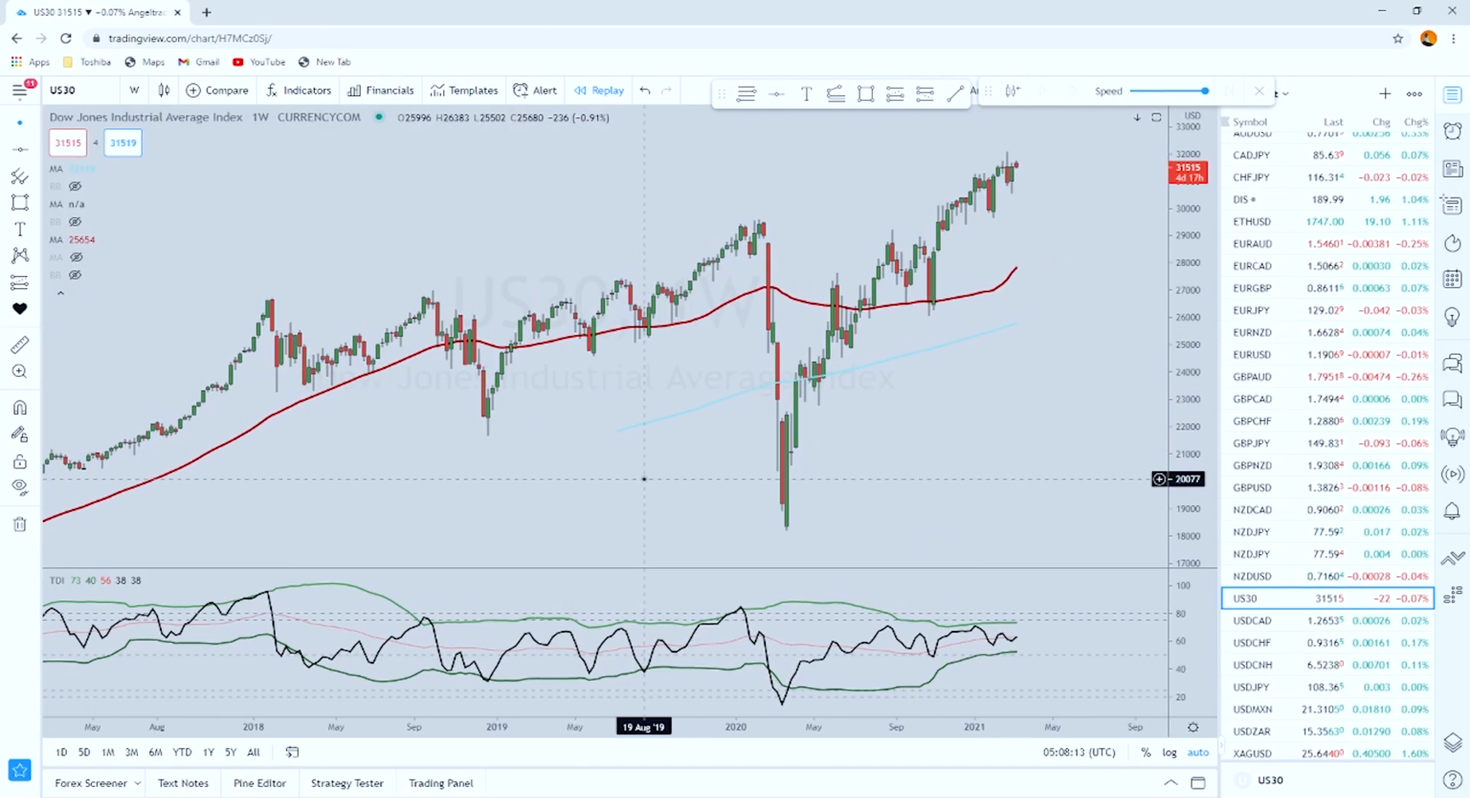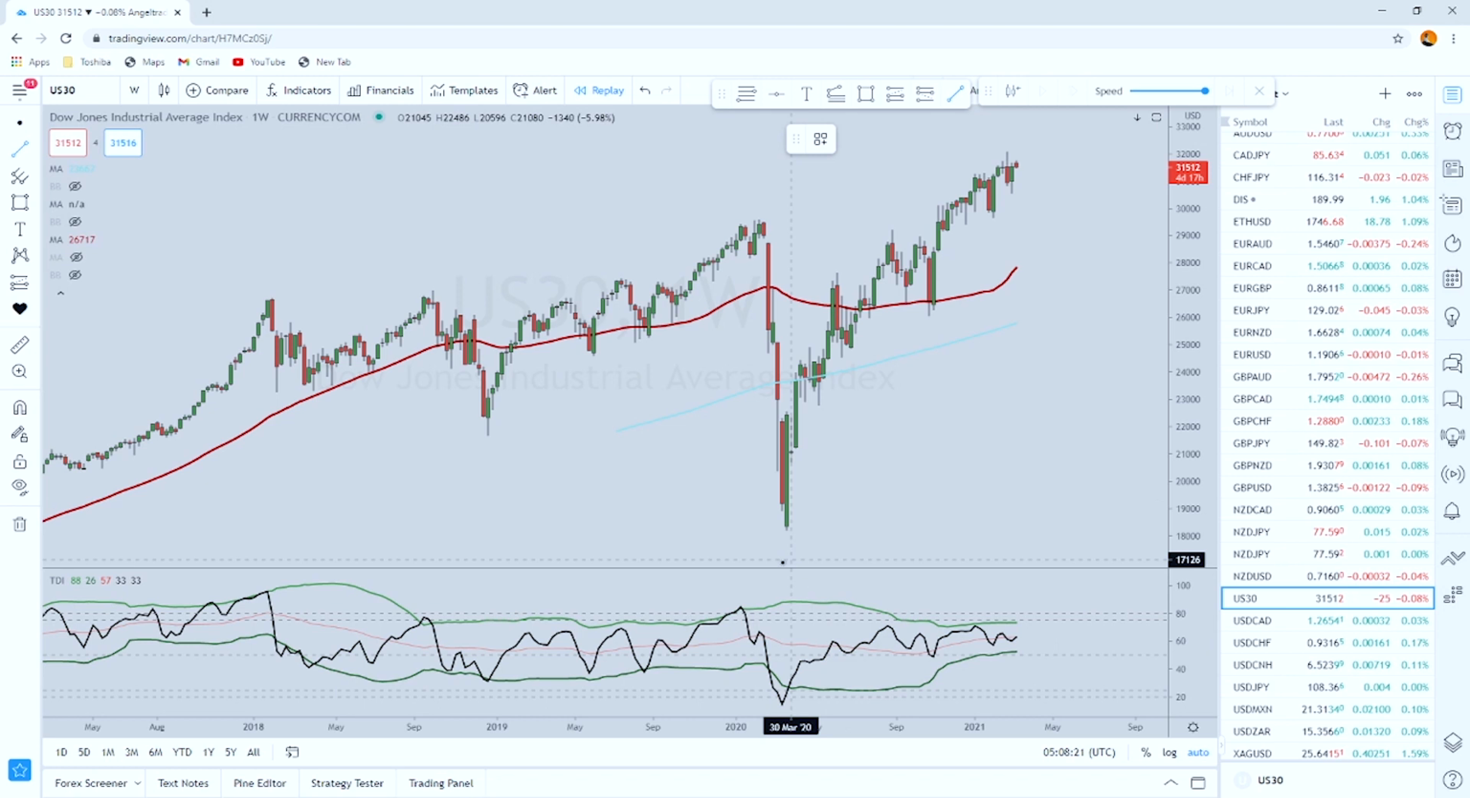So let's just pick one more pair just to have some fun. Let's go to US 30, okay? So I'm gonna remove all my drawings here. Now, this is on the hour time frame. Let's go to the weekly time frame here. Let's reset our chart. Now, I can already see areas of significance within this on the weekly time frame.